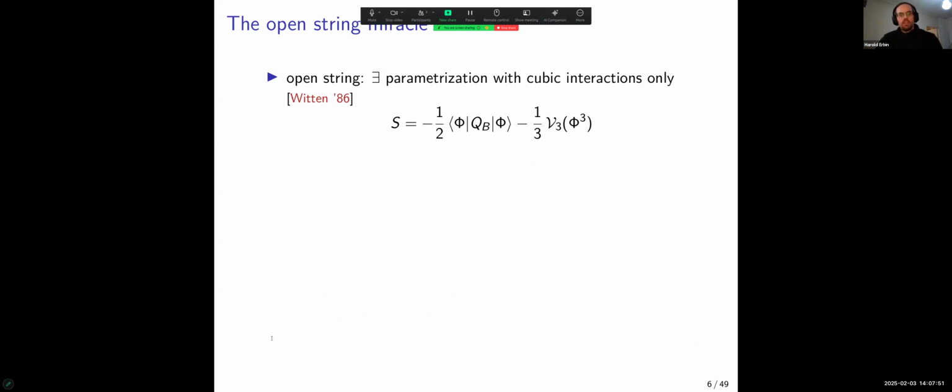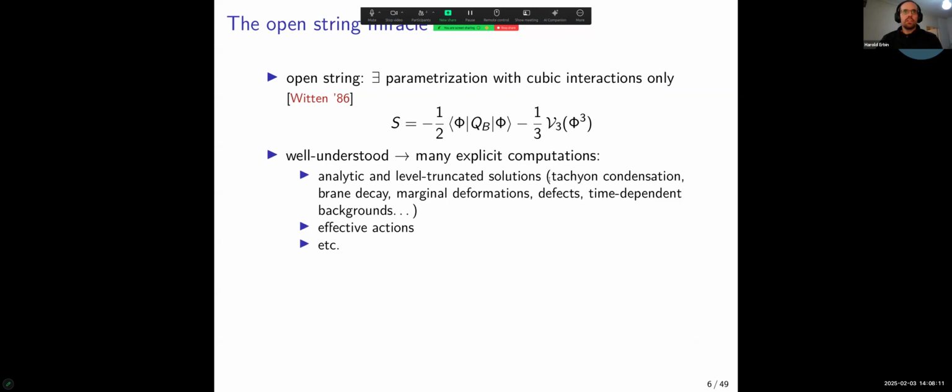Okay. So despite these issues, there is a miracle for the bosonic open string because we have one parametrization which has only cubic interactions. It was found by Witten in 86. In this case, we have the kinetic term again, and then you see that you have a cubic term and nothing more. So it's cubic, it truncates.